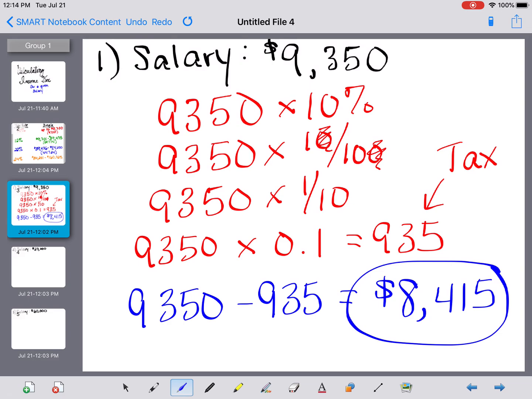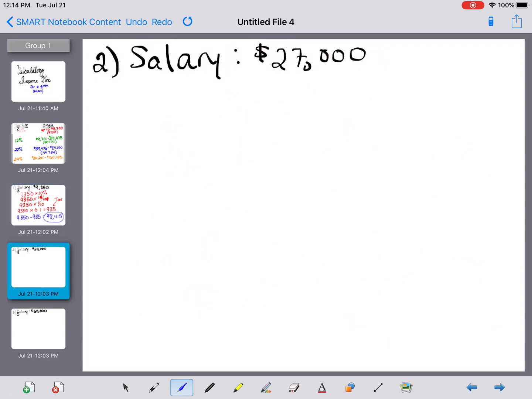All right, let's move on to our second example. In our second example, we're now making $27,000. So we've moved up in the world. We're making about 3 times as much money, a little less than 3 times as much money. So what we need to do is take our time and go at this one the same way. The first thing you want to do is find out how many brackets or tax rates that we need to look at.